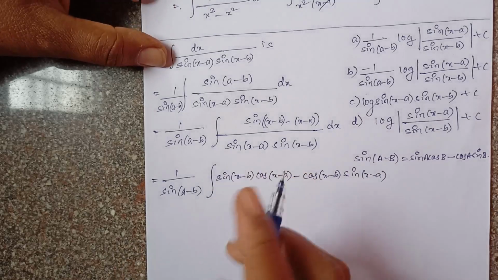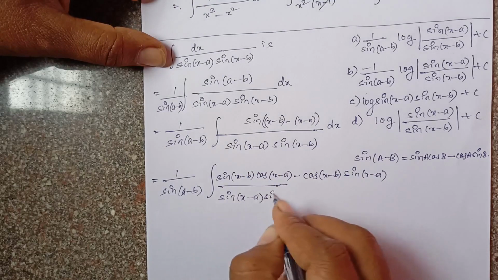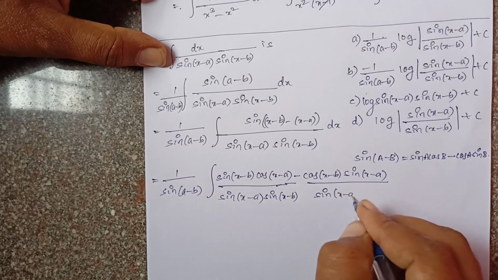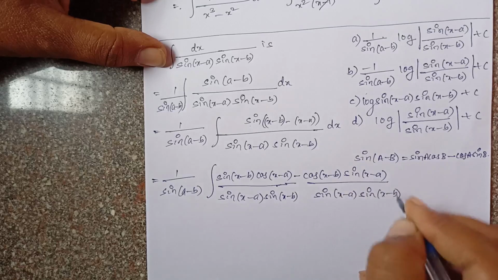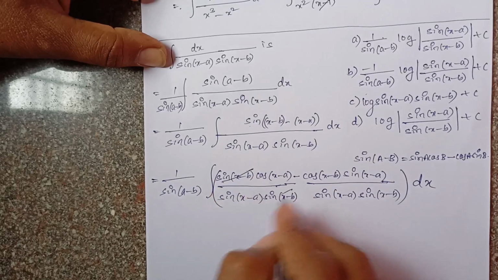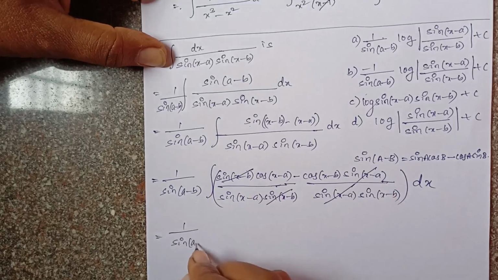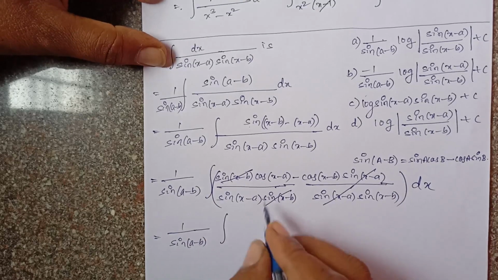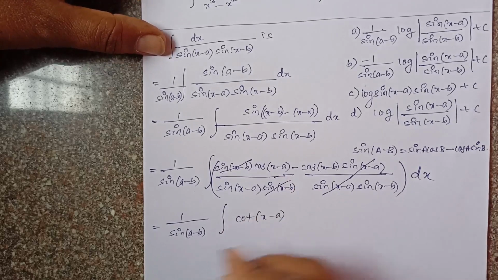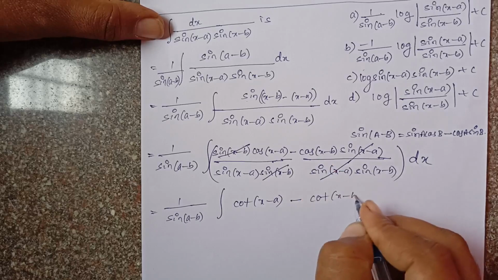This term will get divided into both the terms. I will write it separately here. This is sin(x - a) into sin(x - b). Here also again it is sin(x - a) into sin(x - b). Whole integral is with respect to x. Here you see sin(x - b), sin(x - b), sin(x - a), sin(x - a) get cancelled out. 1 by sin(a - b) is outside as it is, integral of cos(x - a) and sin(x - a) remaining, nothing but cot(x - a), minus of, here cos(x - b), sin(x - b), cot(x - b).